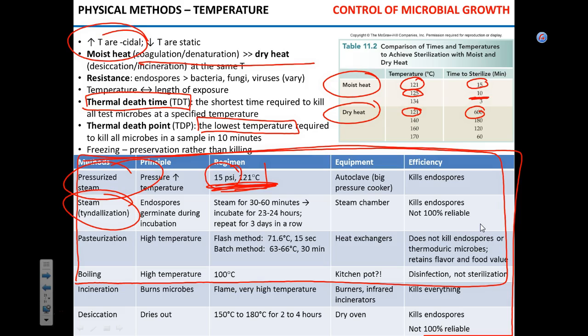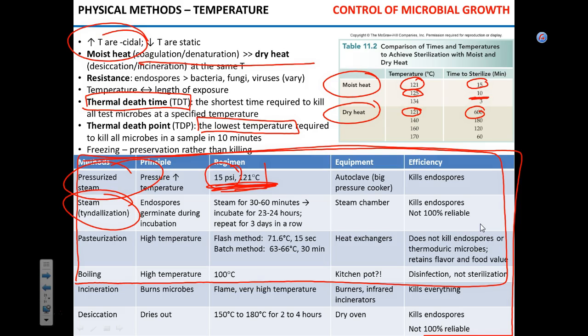It condenses and produces what? What happens to the endospores? They germinate, they become vegetative cells, and then you hit them with the steam another time. So those vegetative cells are killed, and then you let another cycle go through. You let this chamber cool down again. More endospores that are left germinate.